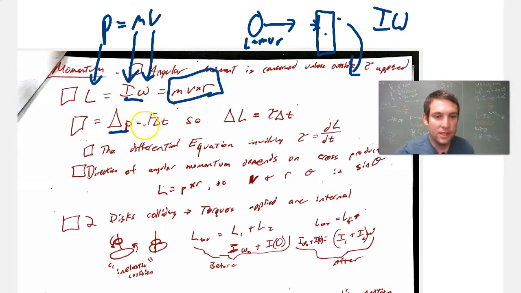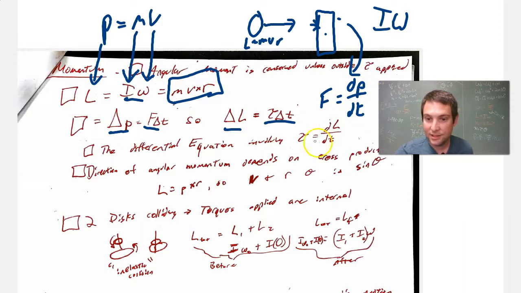Change in momentum equals impulse, F delta t. So our change in angular momentum equals tau delta t. Because they're the same exact thing. They behave the same exact way. The differential equation involving angular momentum is dL/dt. So we could do F equals dp/dt. Right? Because translational version. They're the same exact things.